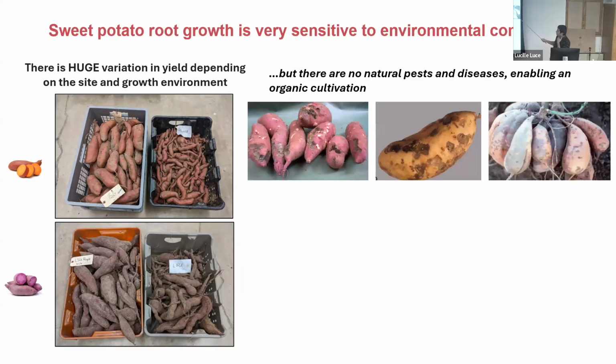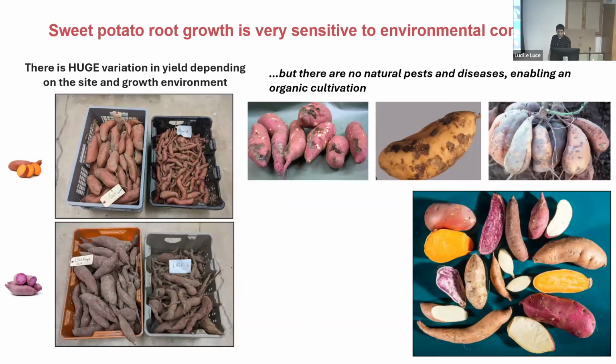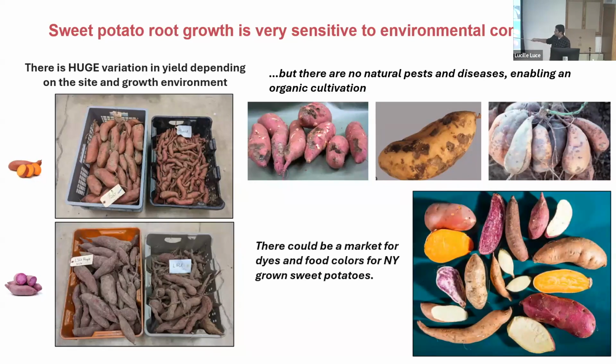But there is an incentive to growing this because of organic cultivation. It can command a premium price. There are no natural pests of sweet potato in New York State, and sweet potato is a huge biomass crop, so we can use it for extracting dyes, colors, health foods, etc. And there is a big industry in the Northeast for health foods. And that was our intent in working with sweet potatoes, how we can use it for these purposes.